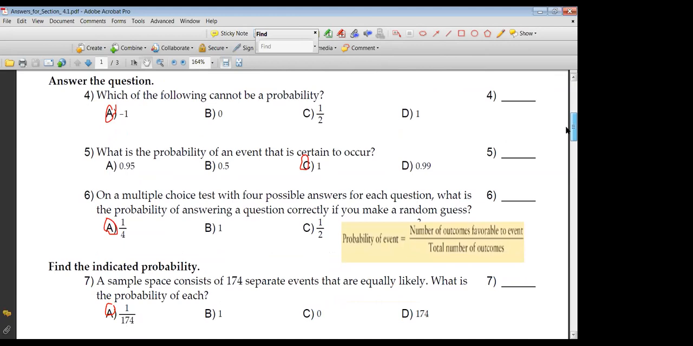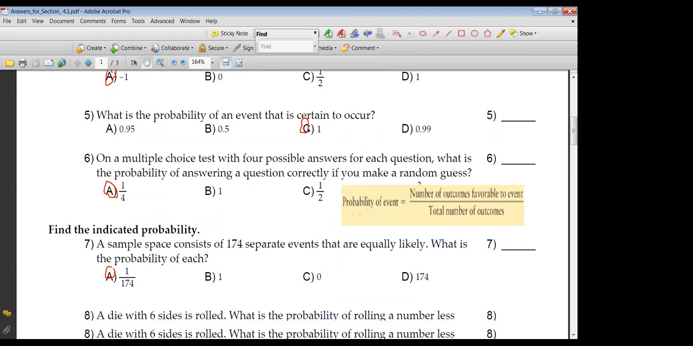Number 4, which of the following cannot be probabilities? All right, it can't be -1. 0, yeah, if something can't happen, it's 0. It could be 1/2, like tossing a coin. Or it could be 1, turning dark tonight, a sure thing. It can't be a negative number, letter A. What's the probability of an event that's certain to occur? It's 1, it's a sure thing, 1.